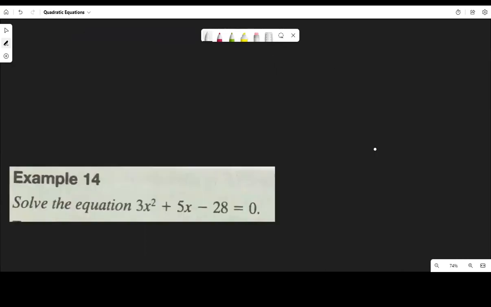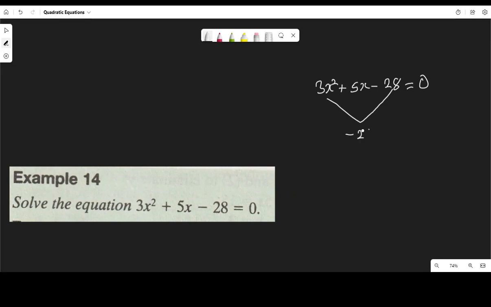And the second one says solve the equation 3x squared plus 5x minus 28 equals 0. My approach is to multiply the first term by the constant term. 3x squared times negative 28 is negative 84x squared. I will look for two factors of negative 84 that can add up to this middle coefficient here.